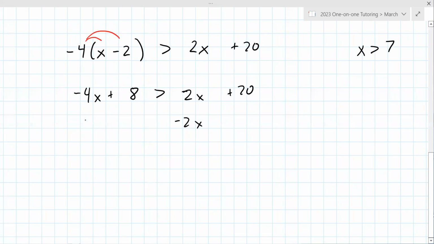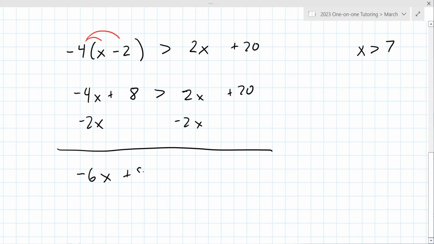Subtract 2x, subtract 2x. So maybe that's the issue. This is minus 6x plus 8. Is that perhaps the issue? Yeah. Okay. So just as a reminder here, it's like you owe someone $4, you owe someone $2, you now owe them $6. Okay. Do you want to try working it out from here?